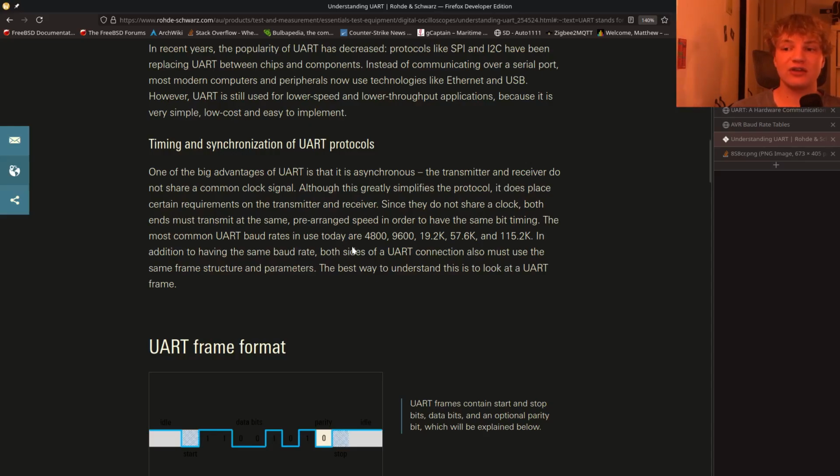The most typical ones, as we're talking about here in this article, are 4800, 9600, 19200, 57600, and 115200. Typically, I've seen 9600 and 115200 used really frequently. The other ones are still common, but slightly less from what I've seen so far. And one important thing to note about UART, by the way, is it's very popular for doing debug stuff. So for instance, you can find UART to USB converters pretty much all over the place.